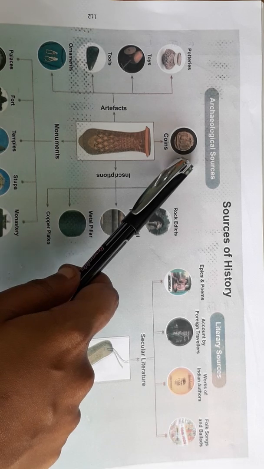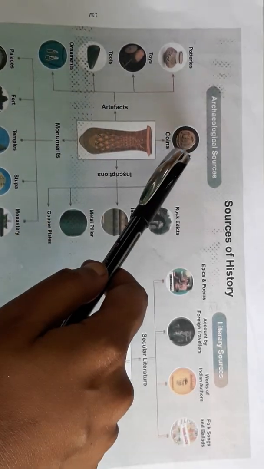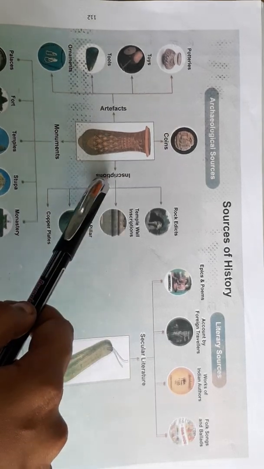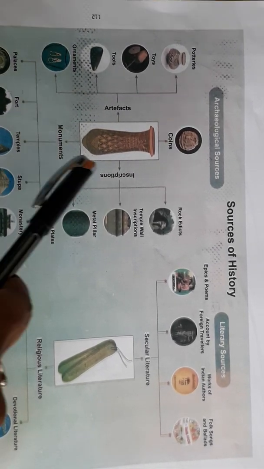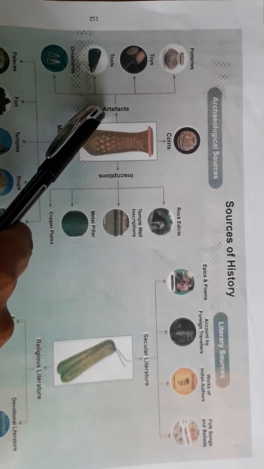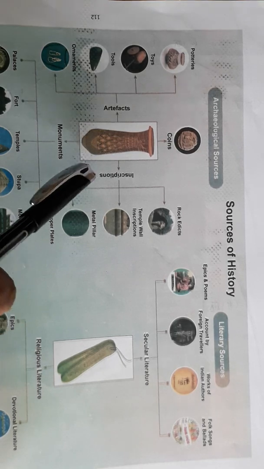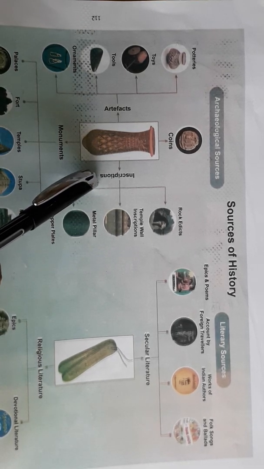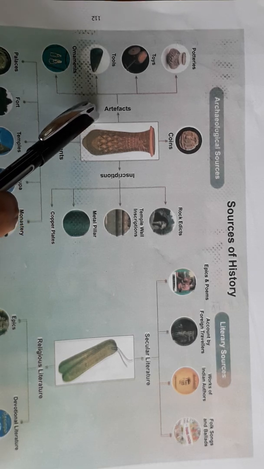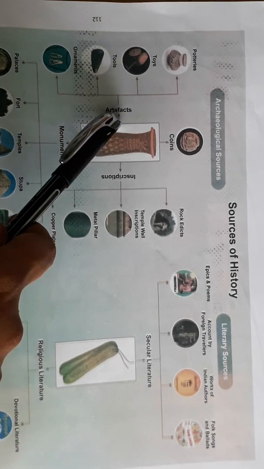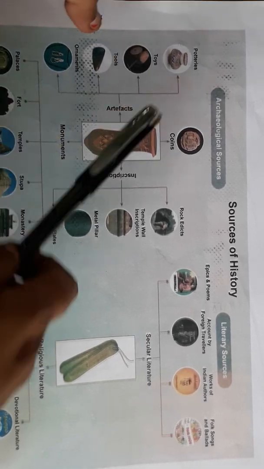Archaeological sources consist of four types. What are they? Coins, inscriptions, monuments, artifacts. Coins, inscriptions, monuments, artifacts. Artifacts means it consists of potteries.